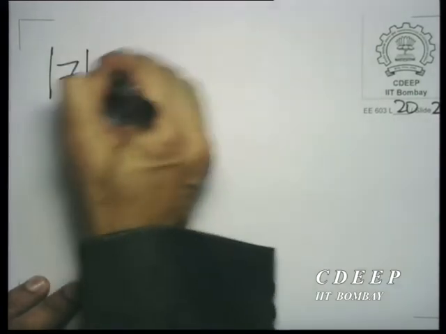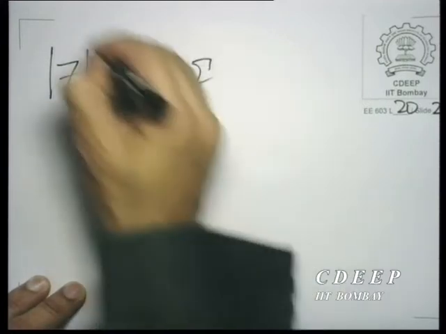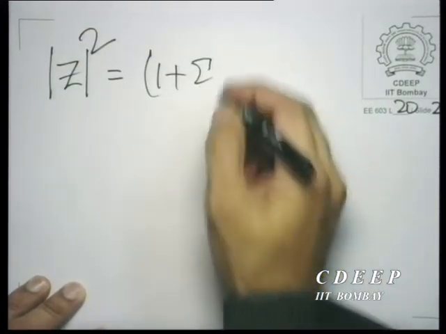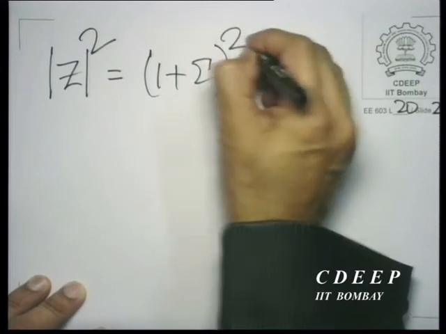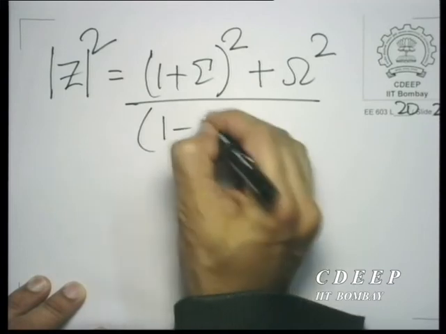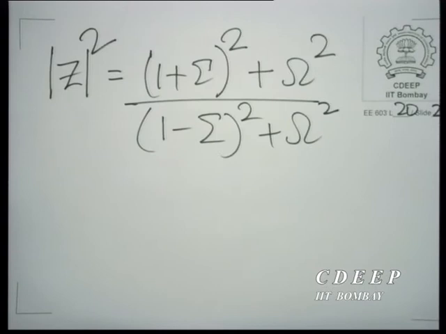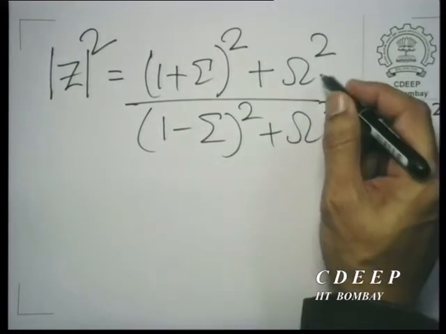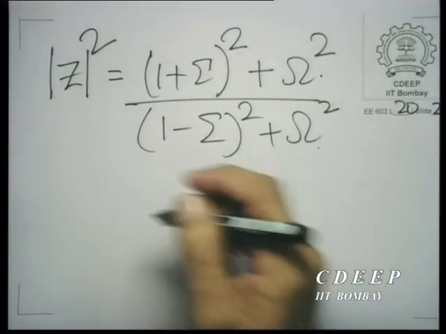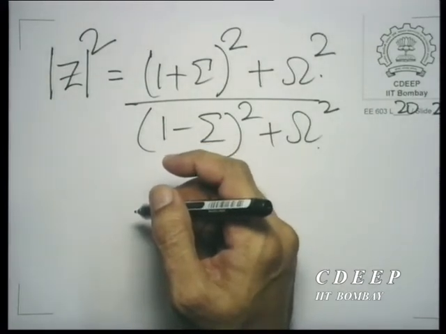The magnitude of Z is of course the magnitude of the numerator, which is 1 plus, in fact, let us take magnitude of Z squared. It is the square of the magnitude of the numerator, (1 plus sigma) squared plus omega squared, divided by the square of the magnitude of the denominator. That is easy to see. And of course, you have an omega squared common. So, the omega has no contribution to the magnitude. I mean, it does not affect the nature of the magnitude.